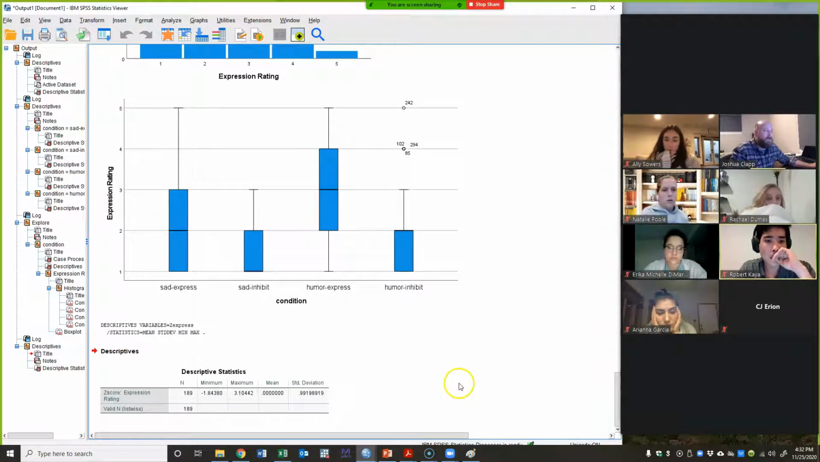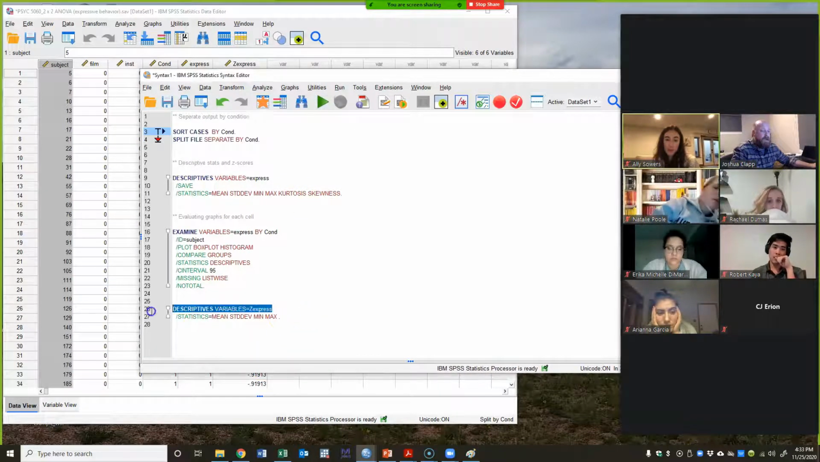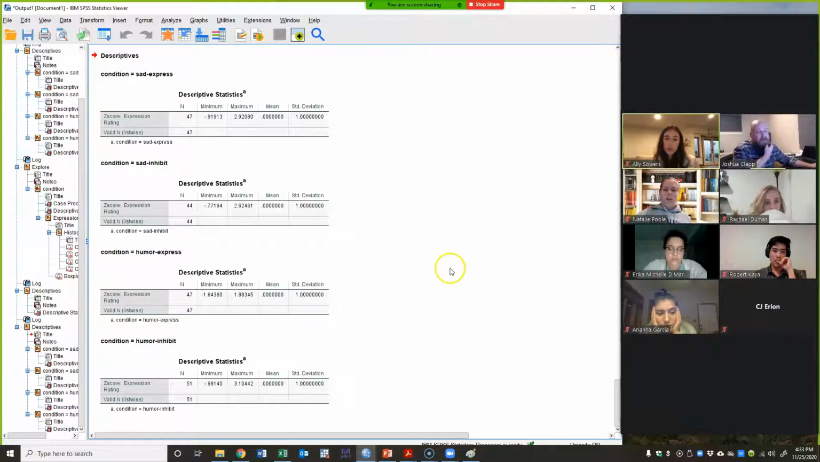Oh, whoops. What did I not do? Why is this not a useful set of descriptives for me to look at? You didn't separate them into groups. Yeah. So I need to go back through, go up here, re-split my file. And now my file's split. I'm going to rerun this. There we go. Okay.